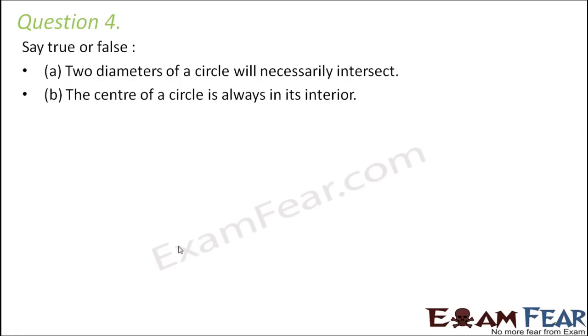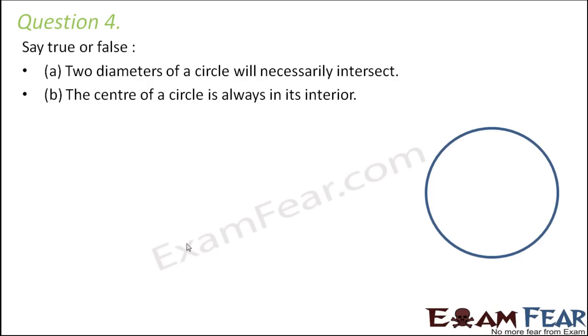Question number 4. Say true or false. Two diameters of a circle will necessarily meet. Yes, that is definitely true. That's because if you have a circle like this and you have its center here. Now, whenever you talk about a diameter, that diameter is going to connect two opposite points. And in order to connect two opposite points, it has to pass through the center. No matter wherever you draw a diameter, any diameter you try to draw on the circle, it has to pass through the center. So it is really necessary that the diameters will intersect.